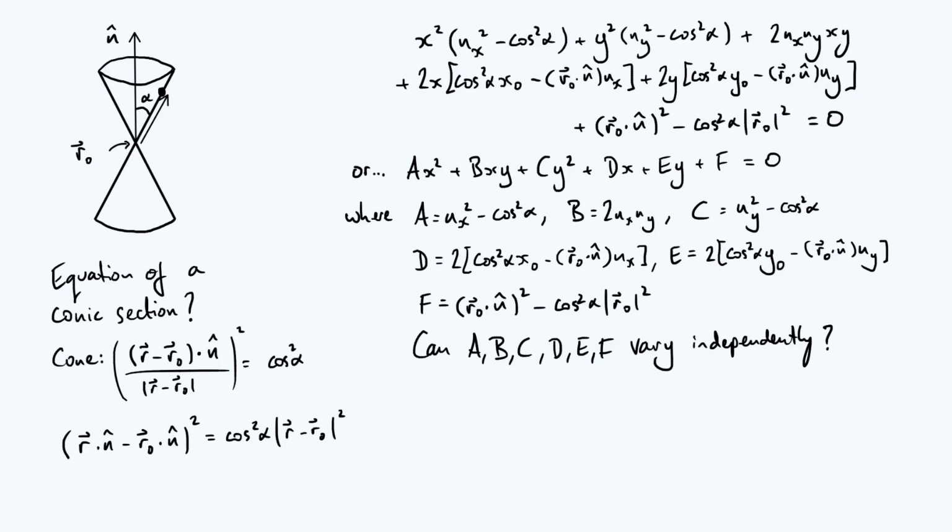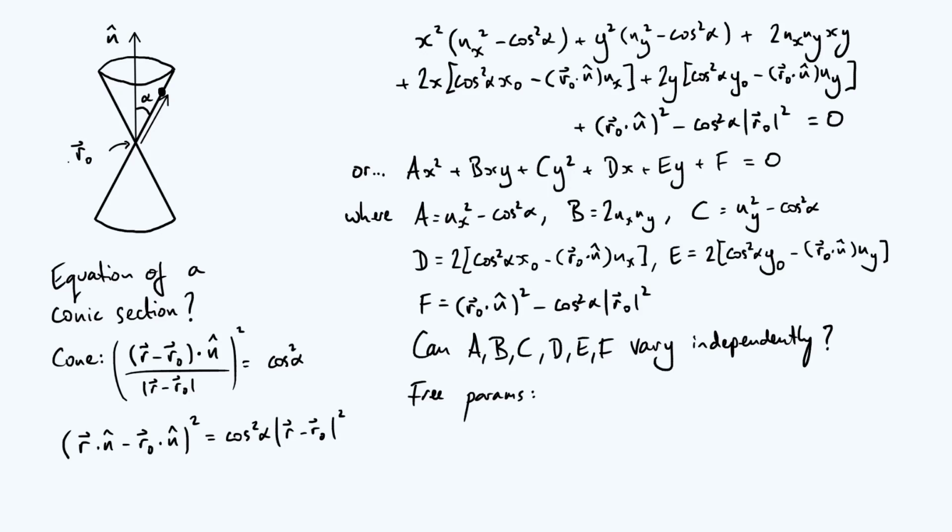Now, the reason that I don't think it's super obvious the answer to that question is if you look at how a, b, c, d, e, and f are related to the parameters of the cone, you'll see that, for example, nx appears in several different places, so does ny, so does r naught, and so does alpha. And so could it be the case that there's some constraint that a, b, c, d, e, and f have to obey, or can they really vary completely independently of each other? I think the easiest way to answer that is think about the number of free parameters that we are free to vary with our cone. In other words, the number of degrees of freedom that we have.